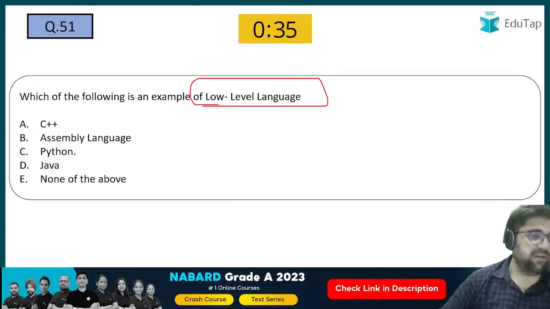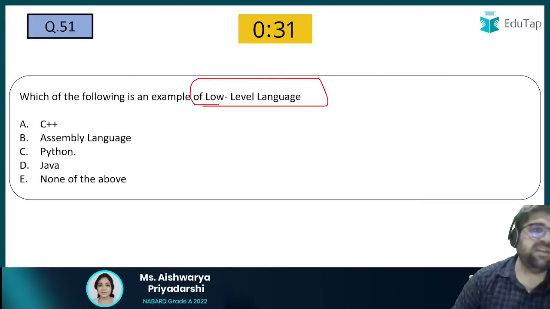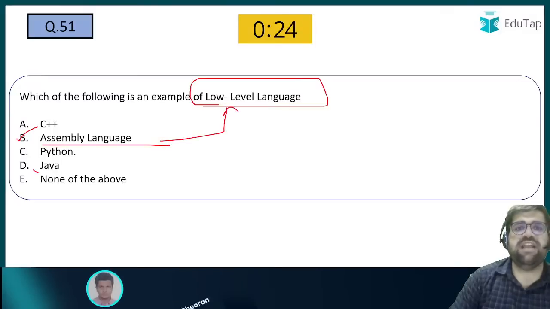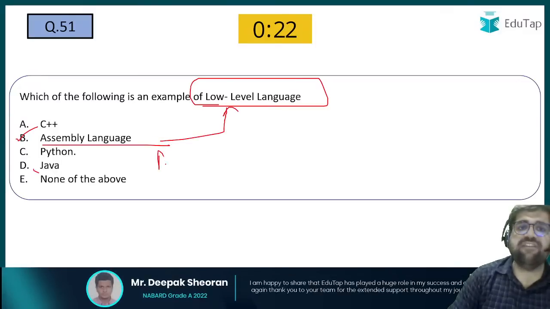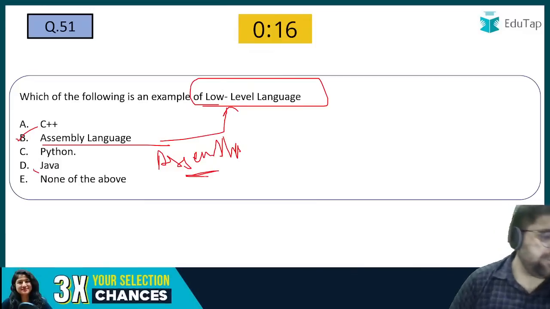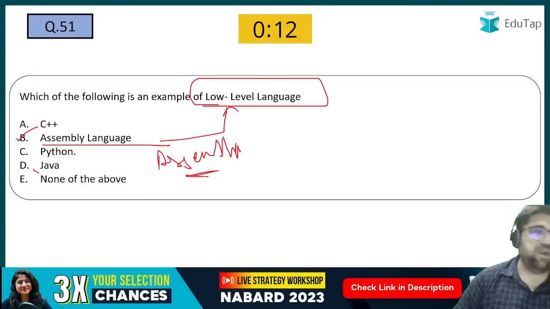Question number 51. Which of the following is an example of low level language? Yes, C++, Python, Java, they all are your high level languages. But your assembly language is an example of low level language. To convert assembly language, we need an assembler. Please remember this. To convert assembly language into machine code, we use an assembler. Yes, I can see maximum of you are going with option B.